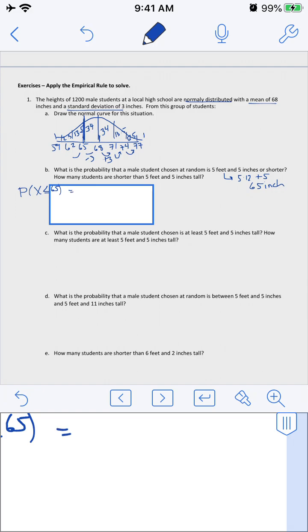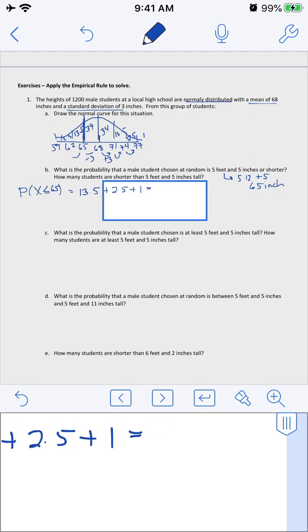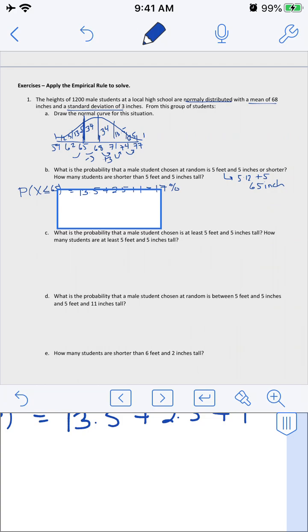We're going to add the 13.5 from the 62 to 65, plus the 2.5 from 62 to 59, and the 1% of anybody who's below that. And we get an astounding 17%. So there's a 17% probability that we get less than 65 inches. Cool beans. Now, what does that mean for how many actual students? Well, that's a different question, right? We don't say 17% of the students.